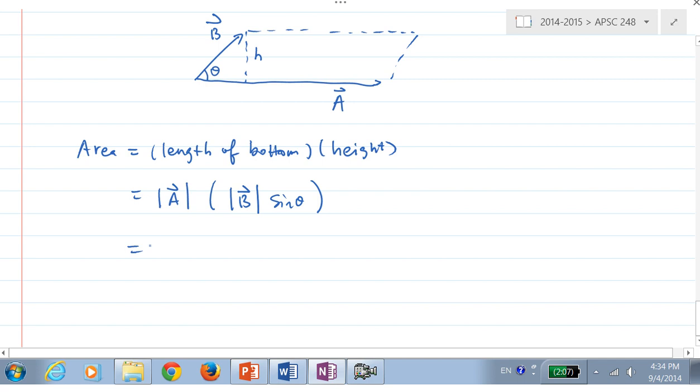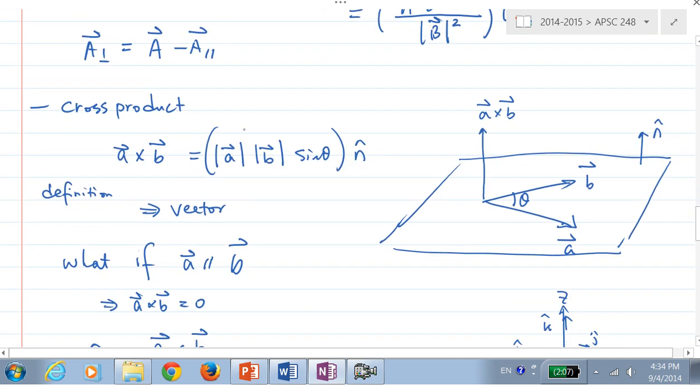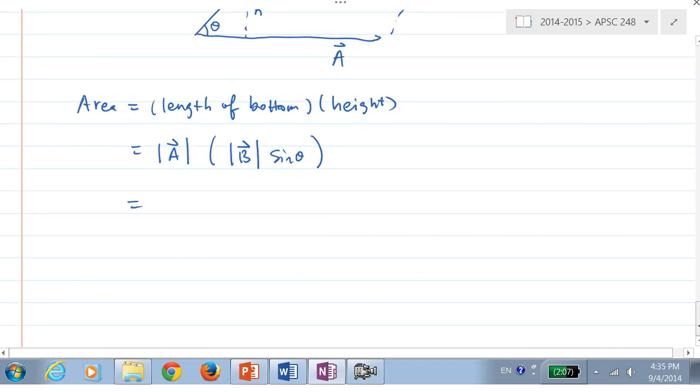So now you look at this one here. What does that remind you? A magnitude times B magnitude times sine theta. What do we see? We see this quantity here, right? And that quantity represents what? It's the length of the cross product. So basically, I can rewrite that as this is the length of the cross product.